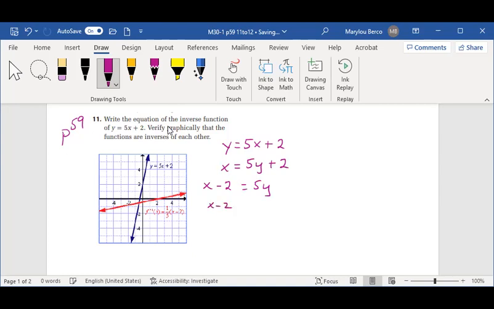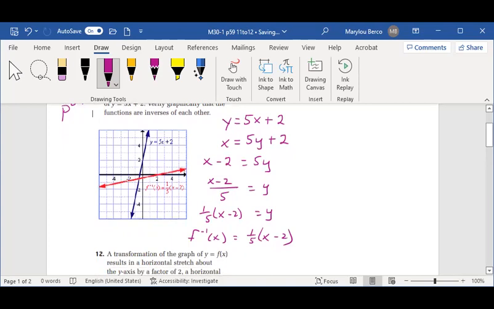x minus 2 over 5 is y, or 1/5 x minus 2 equals y. So there is the inverse function. So we will write that f inverse of x is equal to 1/5 x minus 2. Just to clarify, this is the inverse of the function.